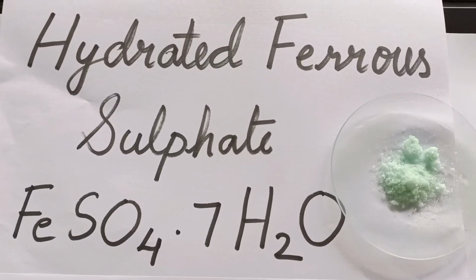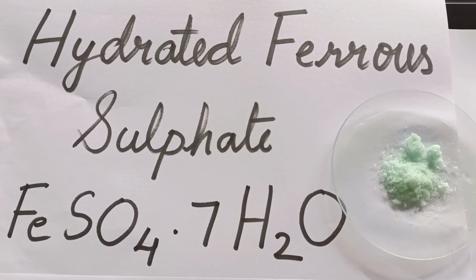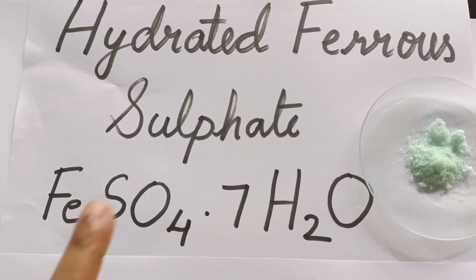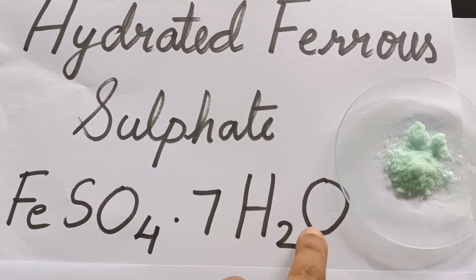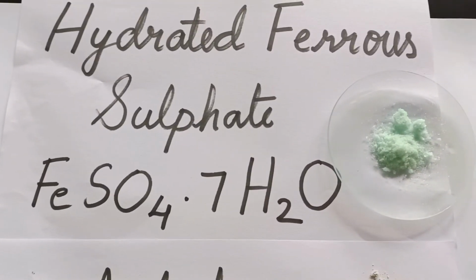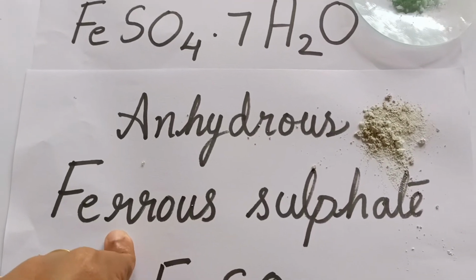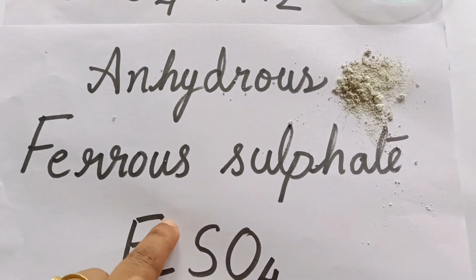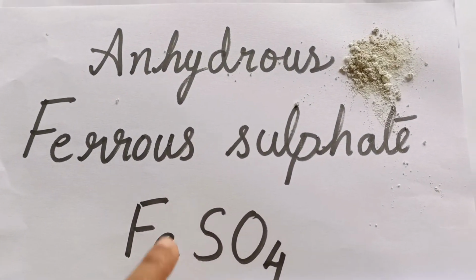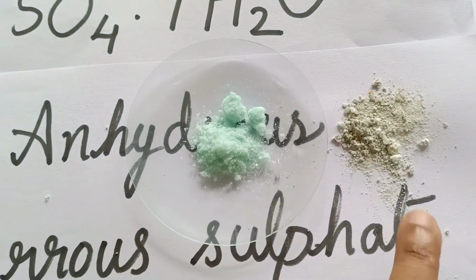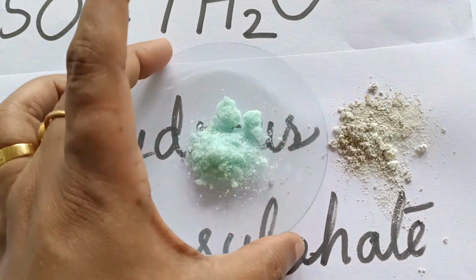Now let us examine the color changes associated with this chemical reaction. This is our reactant, hydrated ferrous sulphate, which has a pale green color. When hydrated ferrous sulphate is heated, it loses water of crystallization and becomes anhydrous ferrous sulphate. Formula is FeSO4. Compare the color of hydrated ferrous sulphate and anhydrous ferrous sulphate.